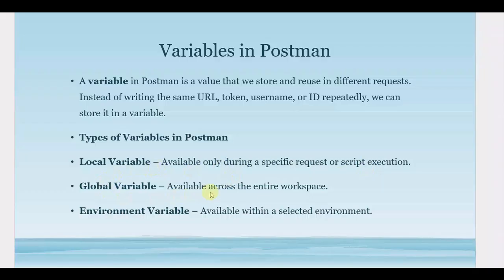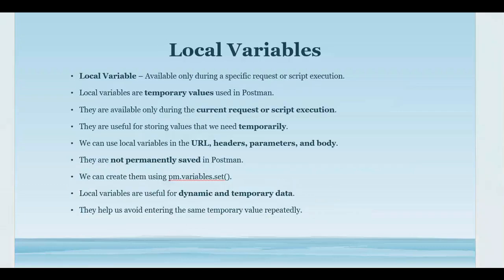Global variables are available across the entire workspace. Environment variables are available within the selected environment. Let me discuss local variables. Local variables are available only during a specific request or script execution. These local variables are temporary values used in Postman. Once the request is completed, they are automatically removed. They are used when we need short-term data storage, and they have the highest priority compared to the other variables in Postman.